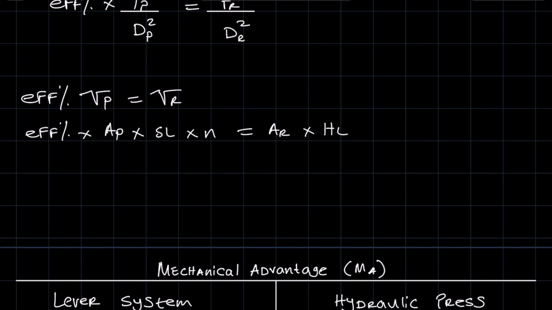Because we've established that the efficiency influences the formulas by multiplying the input quantity by the efficiency, we multiply this side of the formula by the efficiency, and from here you then substitute and solve for what you are looking for.